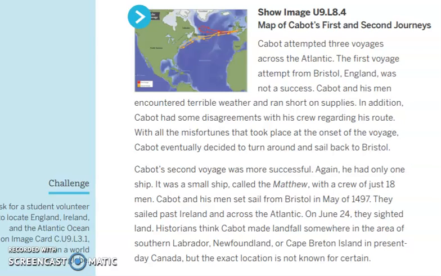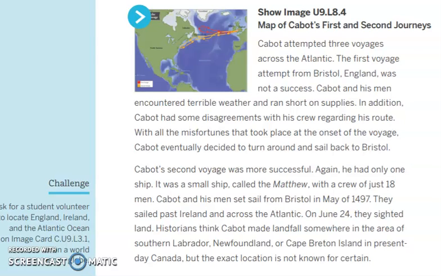Cabot's second voyage was more successful. Again, he had only one ship. It was a small ship called the Matthew with a crew of 18 men. Cabot and his men set sail from Bristol in May of 1497. They sailed past Ireland and across the Atlantic Ocean. On June 24th, they sighted land.